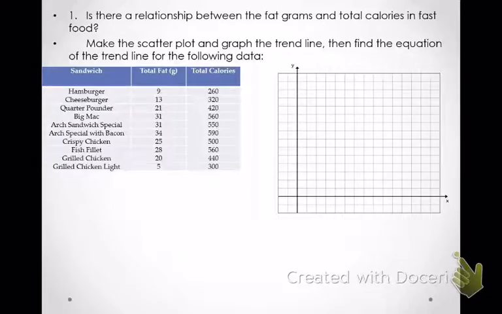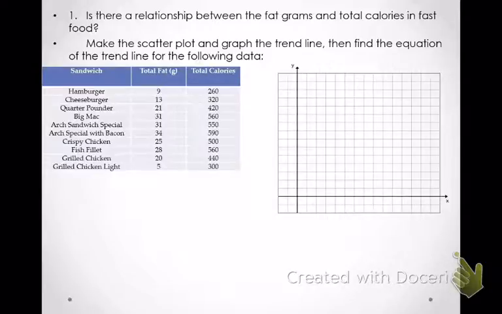So, is there a relationship between fat grams and total calories in fast food? Right? So we go to McDonald's and we collect a bunch of sandwiches. We pick a bunch of sandwiches. We find the fat grams and the calories for each of those, and that's pretty easy to do anymore. It's posted all over the place. So we want to graph these data points and see what kind of relationship there might be.